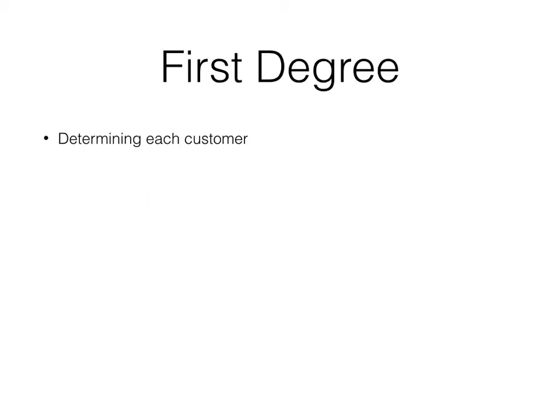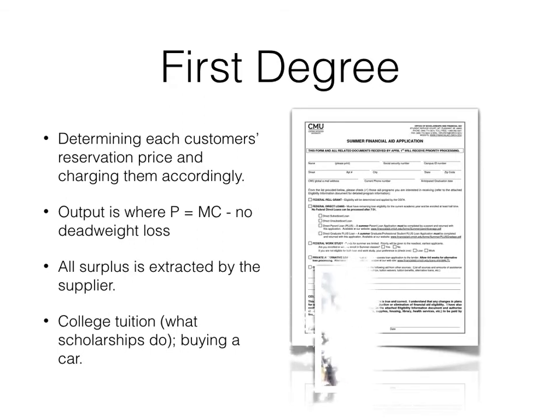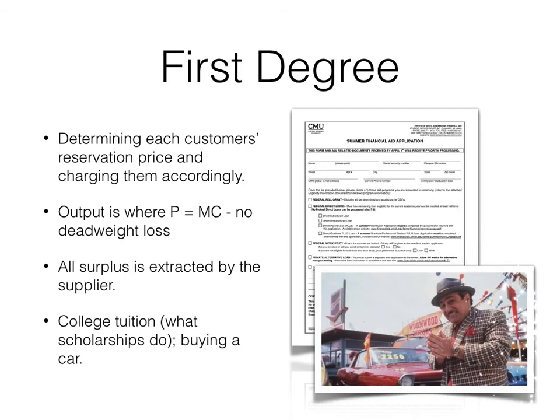So let's look at the first example, which is first-degree price discrimination. And this is simply charging every customer their reservation price, the maximum they're willing to pay. If you look at the FAFSA form, what that does is it gives colleges some indication of how much you're willing to pay, and they're able to charge different students the maximum they're willing to pay. It's a form of first-degree price discrimination.